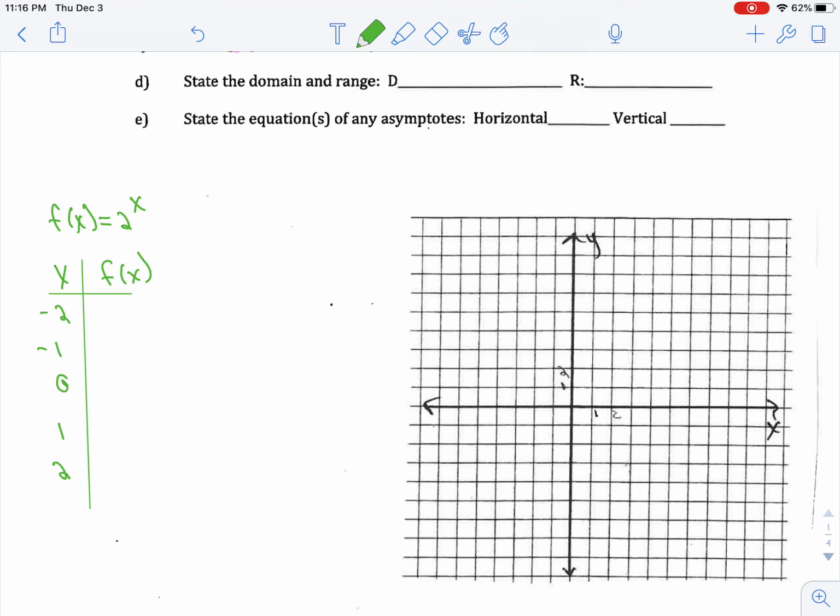So when I sub in the negative 2, of course I get 2 to the negative 2, which is 1/4. 2 to the negative 1, which is 1/2. 2 to the 0, which is 1. 2 to the first, which is 2. 2 squared, which is 4. So if I plot those points, and I've got everything set up for you here, I have negative 2, 1/4. Negative 1, 1/2. 0, 1. 1, 2. 2, 4. And we see that familiar 2 to the x function that looks something like that.